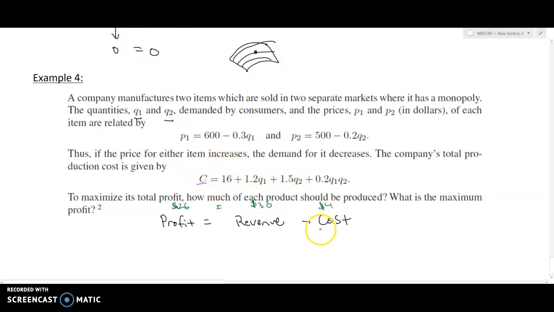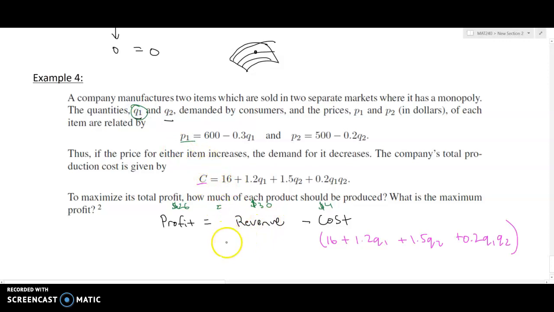So our cost function is given by this guy here, C equals, so this is going to be our 16 plus 1.2 Q1 plus 1.5 Q2 plus 0.2 Q1 Q2. And our revenue is going to be generated by how much we sell. Well, we're going to sell each of product 1 for a price of P1. And how many of those are we going to sell? We're going to sell Q1 of them.